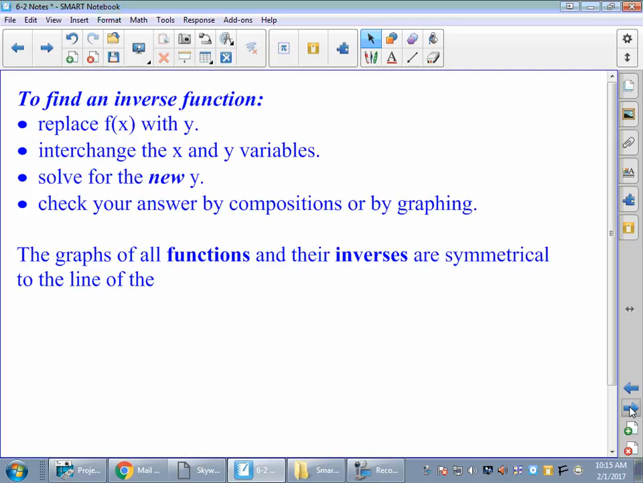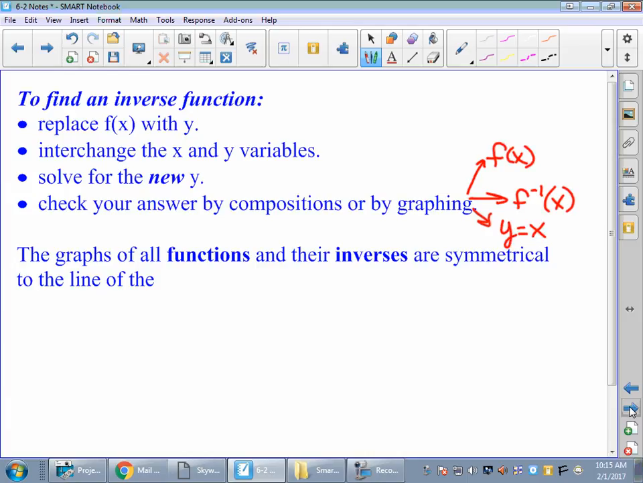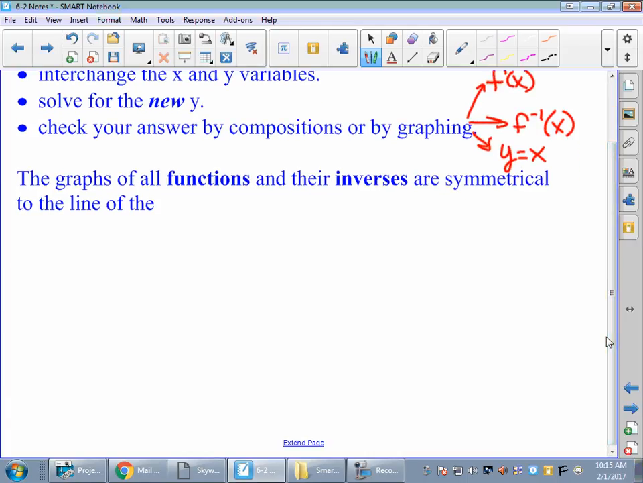We're actually going to graph these. We're going to graph 3 things. We're going to graph the original function, the inverse that you find, and then the identity function. Now, the identity function is the equation y equals x. Graphs of functions and their inverses are symmetrical to the line of the identity function, f of x equals x.